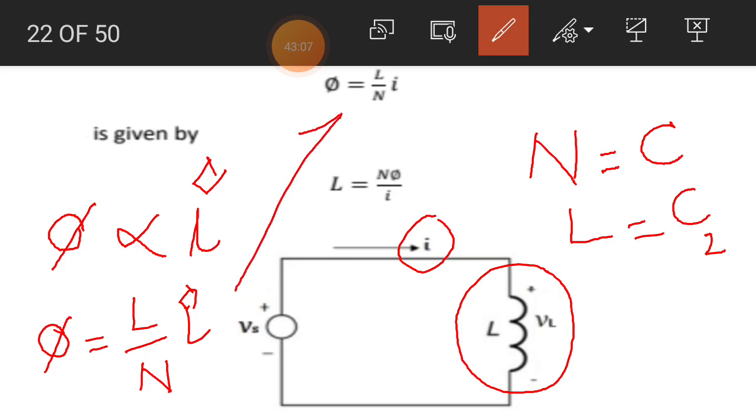So L by N in this particular case is the constant of proportionality. So the magnetic flux, which is generated by the current in this inductor, will be equal to L by N into I. What is L? The inductance of this passive circuit element. What is N? The number of turns of the coil of this passive circuit element. And definitely I represents the current.